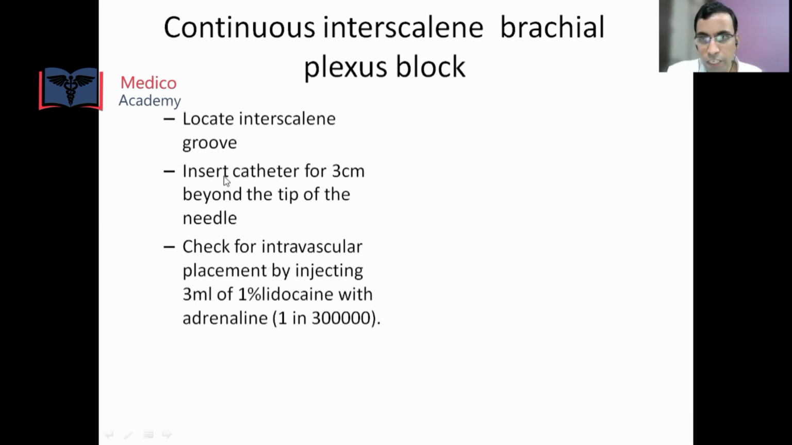For giving continuous interscalene brachial plexus block, the technique is almost the same as single shot. We first locate the interscalene groove. Once the interscalene groove is located and the endpoint is reached, we insert the catheter for 3 centimeters beyond the tip of the needle. We should always check for intravascular placement of the catheter by injecting 3 ml of 1% lignocaine with adrenaline.